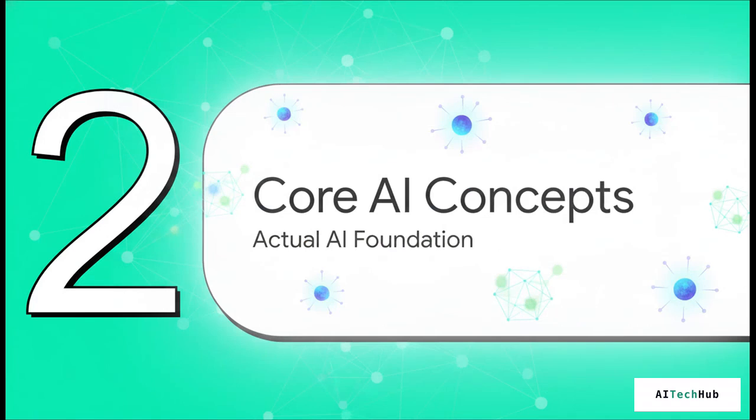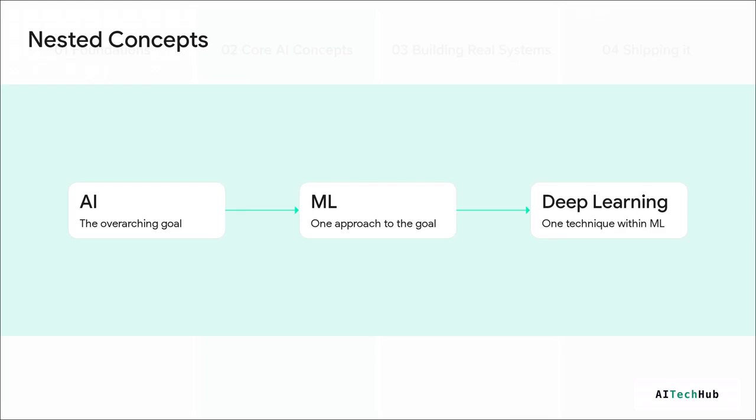All right, with that bedrock in place, we move into Phase 2, Core AI concepts, the actual AI foundation. It is so easy to get confused here, but just think of these as nested circles. AI is the overarching goal. Machine learning, or ML, is just one approach to achieving that goal. And deep learning? That's one specific technique within that ML approach. Getting this conceptual hierarchy straight right out of the gate is absolutely essential.